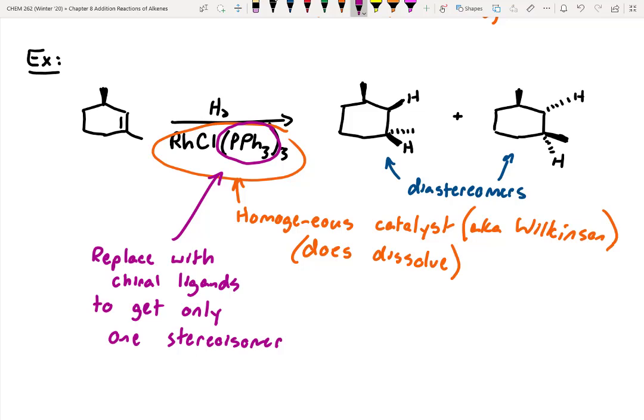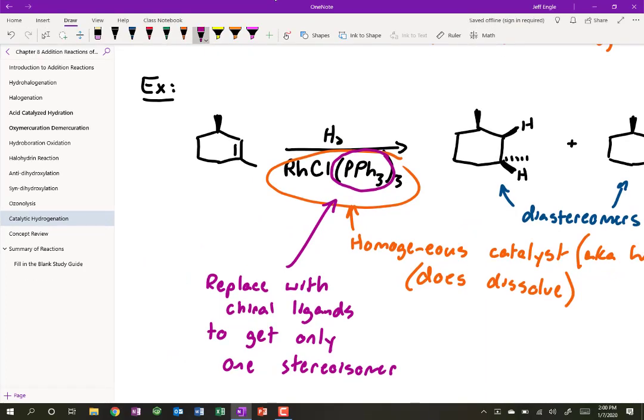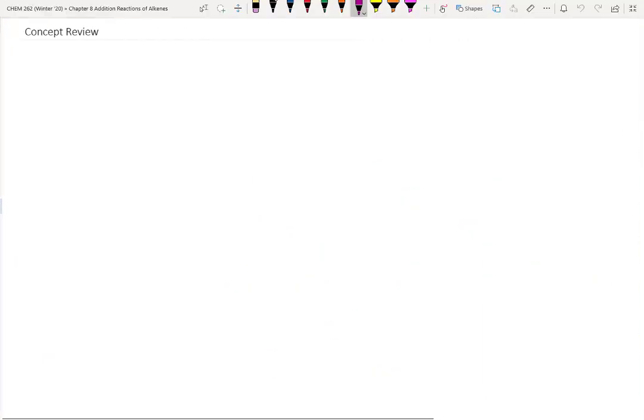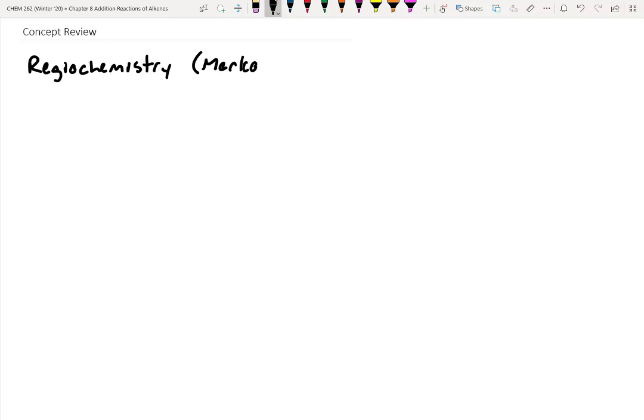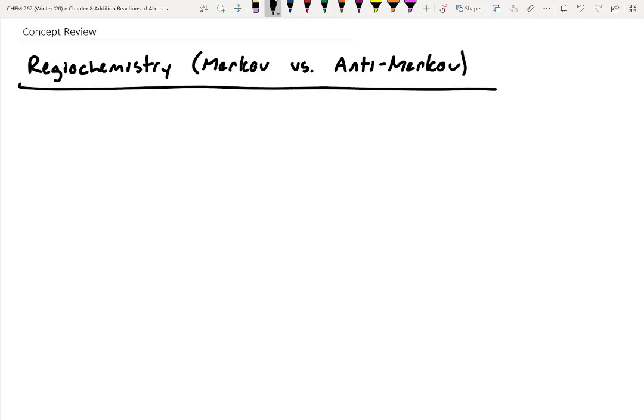All right, good news. That's the last reaction for the chapter. What I like to do, though, is just a brief concept review to kind of pull everything back together. All right, so the first thing I like to review is the regiochemistry of a bunch of these.